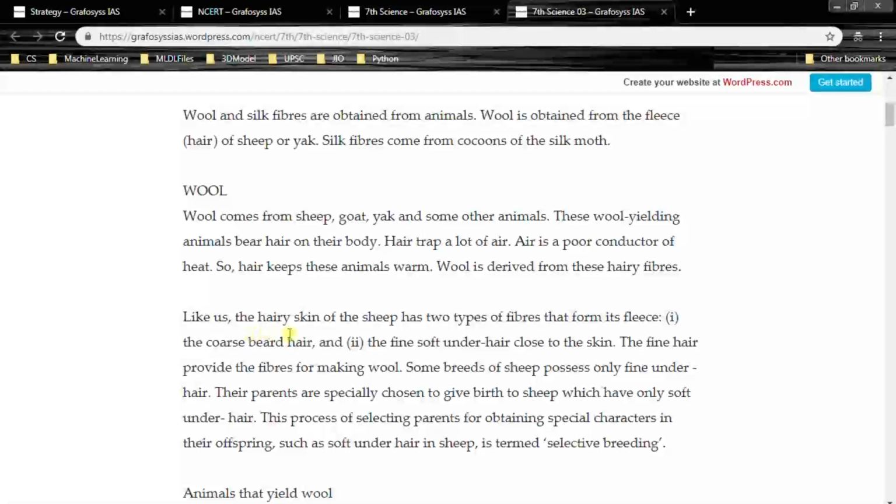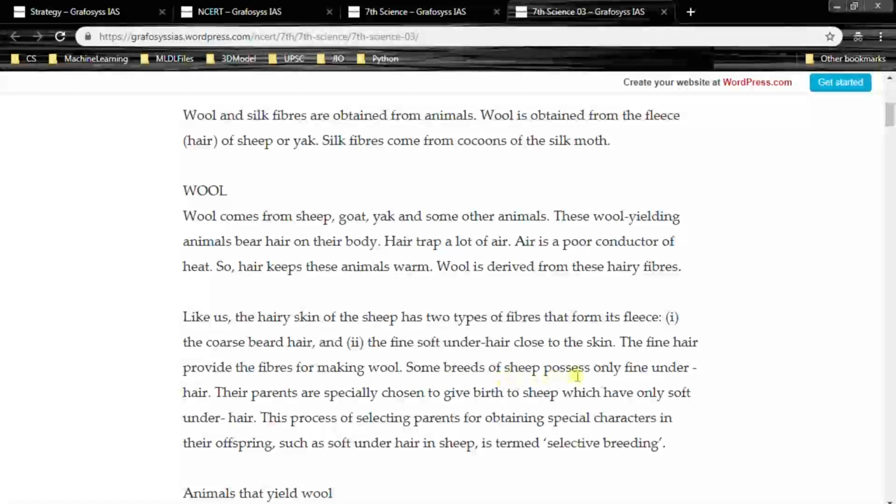The hairy skin of the sheep has two types of fibers that form its fleece: the coarse beard hair and the fine soft under hair close to the skin. So two types of fibers: the coarse beard hair and the soft under hair close to the skin. The fine hair provides the fibers for making wool.